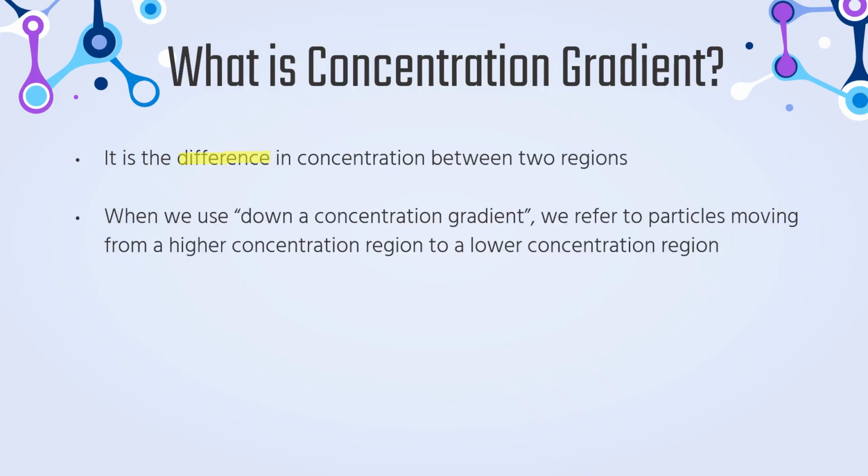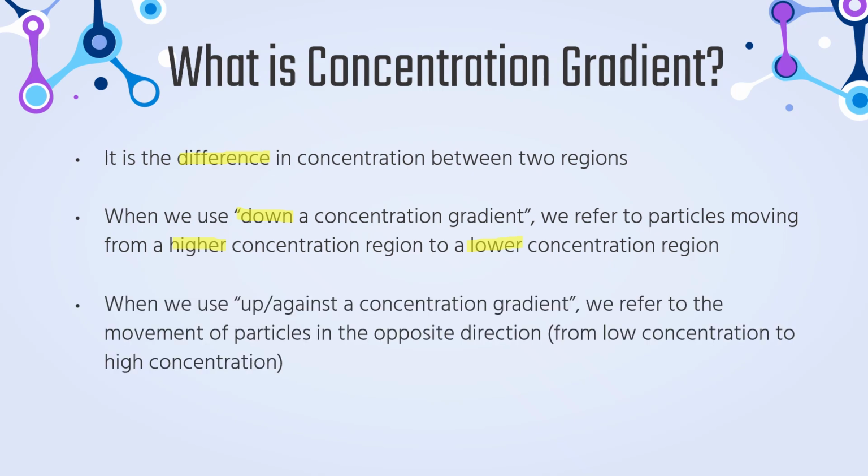When we use the words down a concentration gradient, it refers to from high to low. So literally it is down. When we use terms like against a concentration gradient or up a concentration gradient, we refer to the opposite direction, from low to high. So it is important for you not to mix it up when you answer questions on chapter 2, diffusion, osmosis, and active transport.